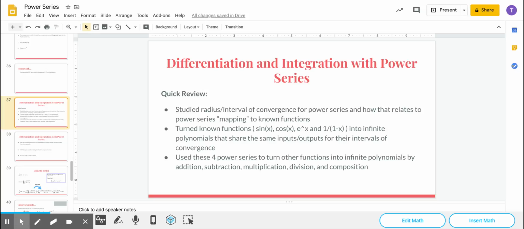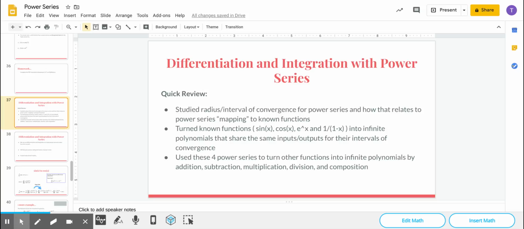And so the biggest thing I think we've done, or started with rather, with Power Series was studying the radius and interval of convergence, right? And what exactly does that mean for a power series, and how the interval of convergence really relates to how a power series sort of maps to a known function or potentially maps to a known function. And when I say mapping to known functions, I'm talking about having the exact same outputs for the exact same inputs, right? So the infinite polynomial outputs matches a function's outputs for specific input values.